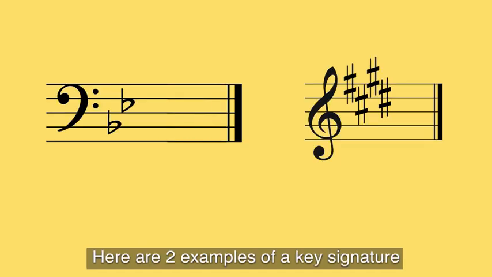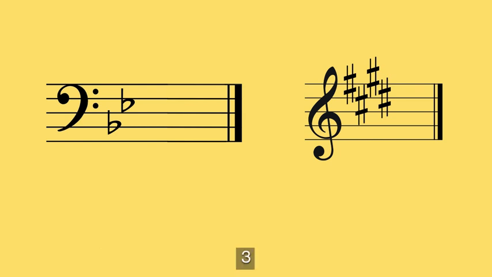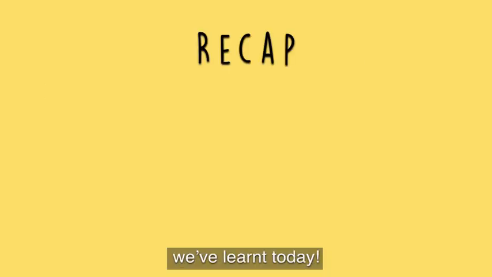Here are 2 examples of a key signature. Can you guess which key they are? That is correct. They are the key signatures of B flat major and E major. Finally, here's a recap of what we've learned today.